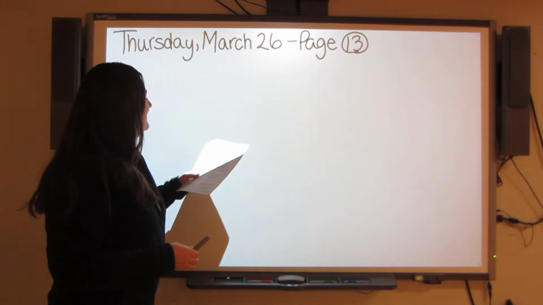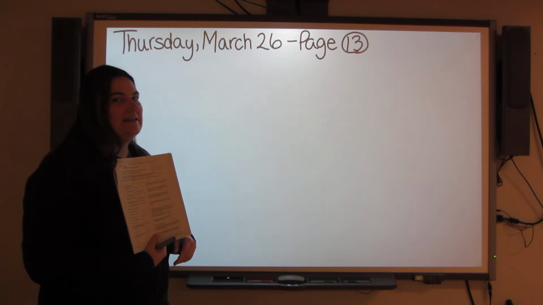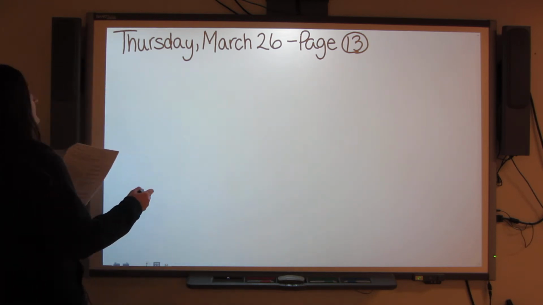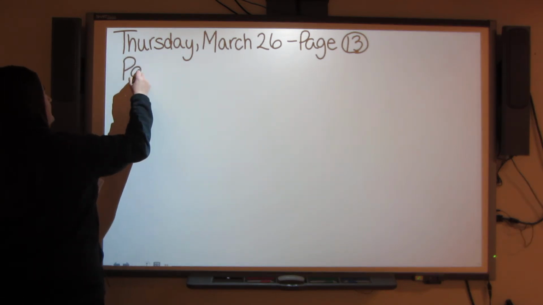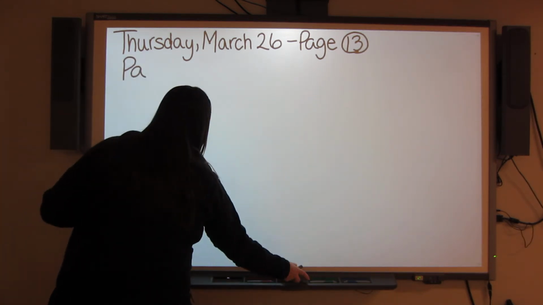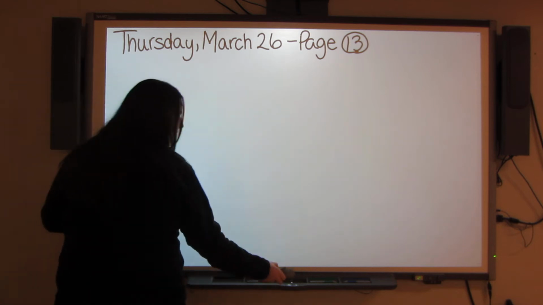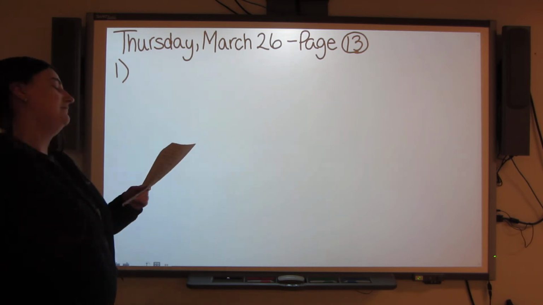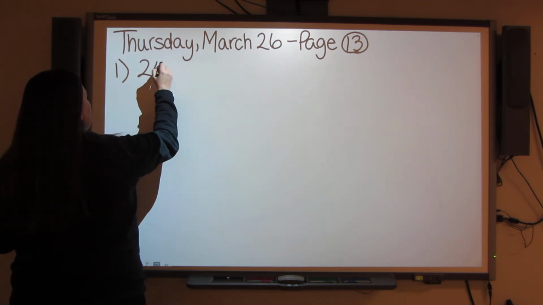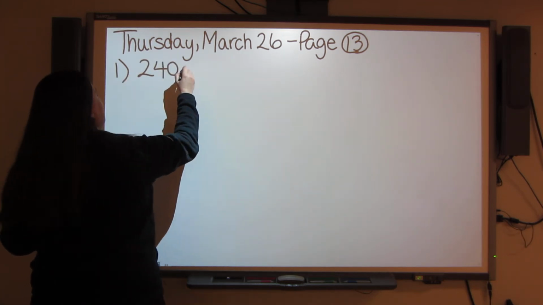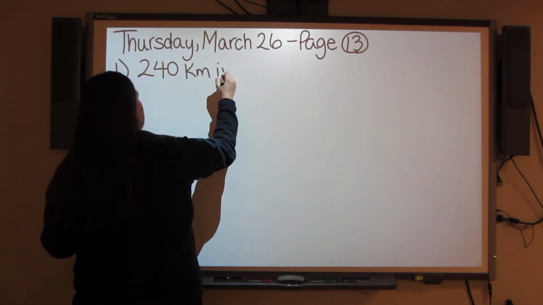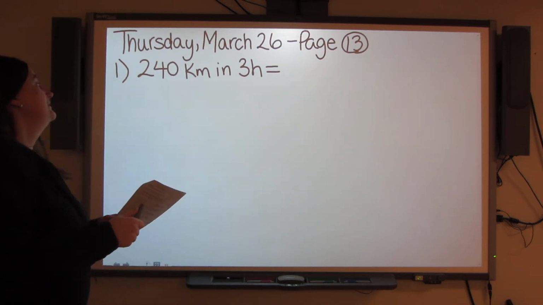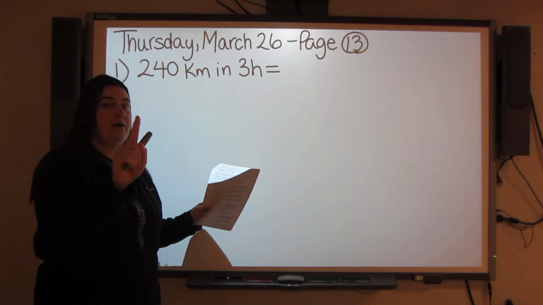So let's talk about page 13. Your must is number 1 to 11. So let's talk about number 1. Don't forget to write down what page you're working on. Number 1. So, I have 240 kilometers in 3 hours, and I have to figure out how many kilometers in 1 hour.